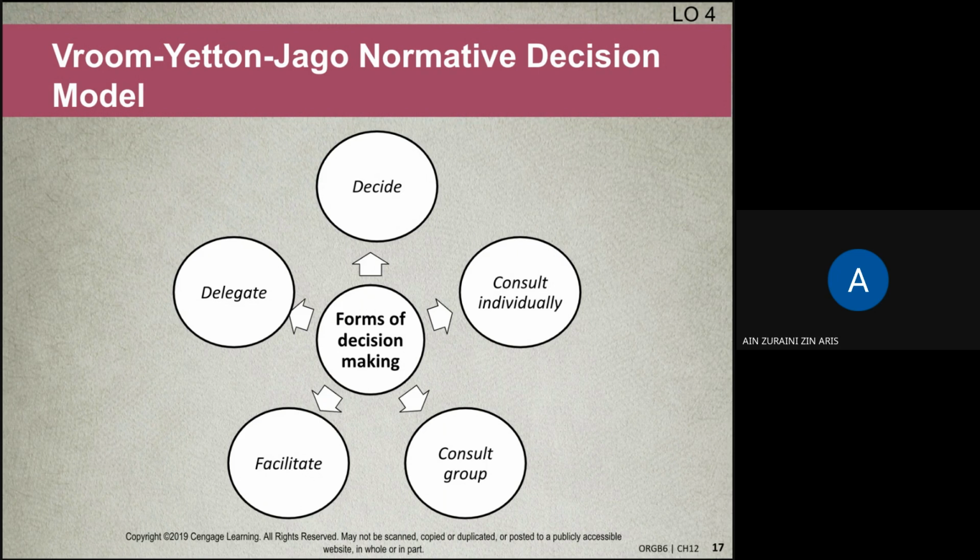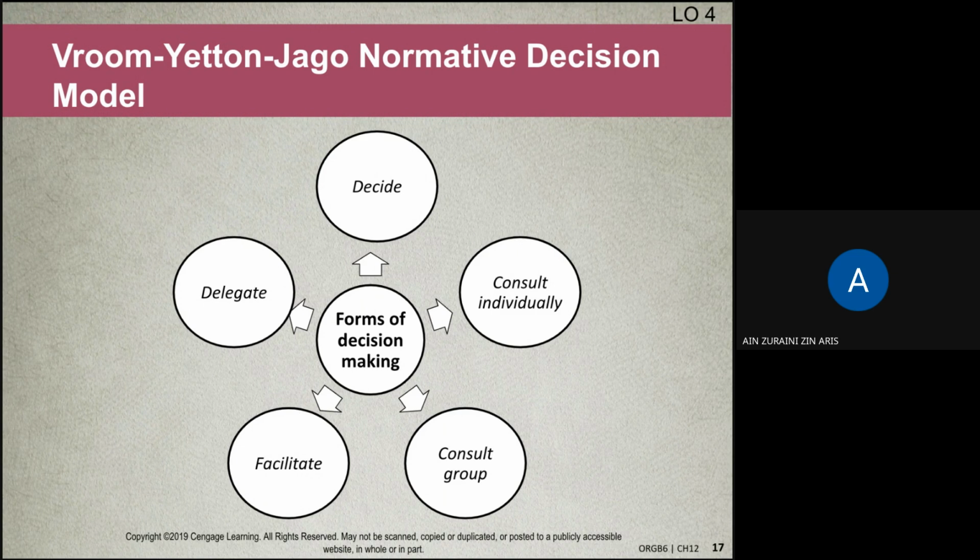Okay, and then the next one is consultative type 1. Consult individually. The leader shares the issue one-on-one with relevant team members to gather their opinions, but still makes the decision alone. For example, a supervisor speaks privately with several team members about potential schedule changes before choosing the new shift pattern.